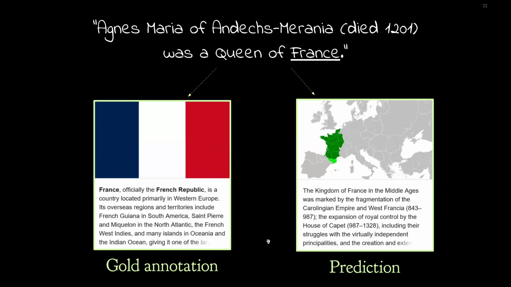And if you look at the dates, this is actually completely correct. The date 1201 seems to fit perfectly in this historical period where this particular Kingdom of France, with those kind of borders, existed. So judging from the crowd online today, I think most of you would also want to read about this Kingdom of France in the Middle Ages, if you're reading this article about Agnes Maria, who was a queen of France back in the day.